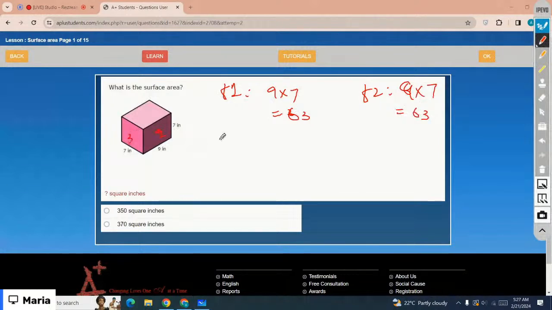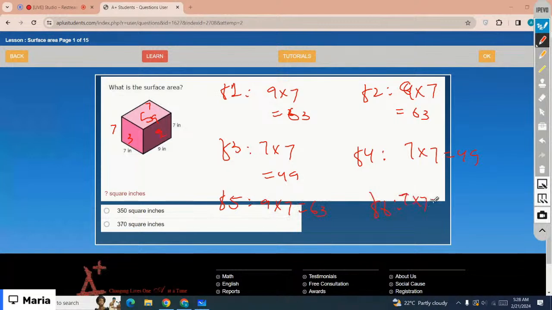Now this one I'm going to call face 3. So face 3 has this 7 and this 7. So 7 times 7 is 49. This side, the one you cannot see, has exactly the same measurements, that would be face 4. That is 7 times 7 equals 49. Now you have to do this one, right? This is face 5. So this is 9 and this is 7. So the area of face 5 is 9 times 7, that is 63. And face 6 has exactly the same measurements, that is 9 times 7 equals 63.